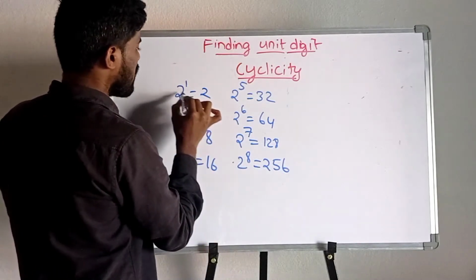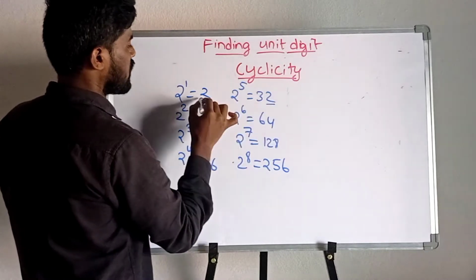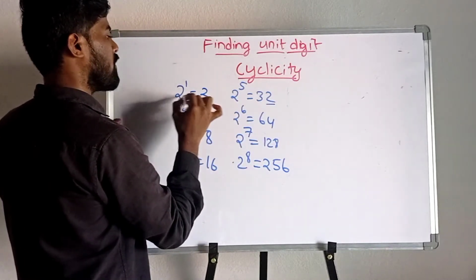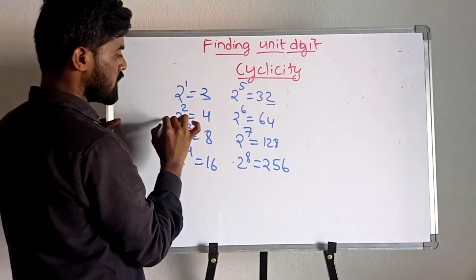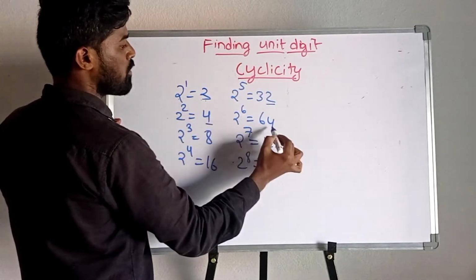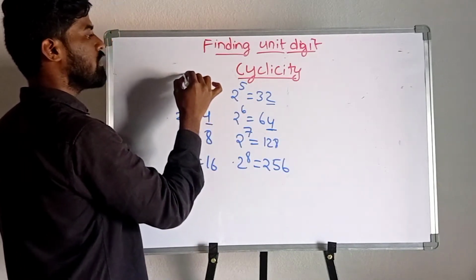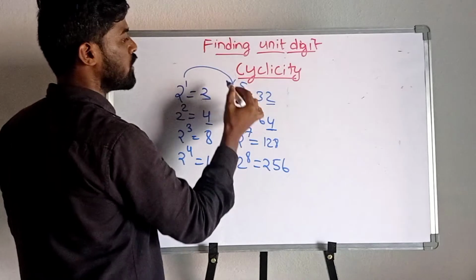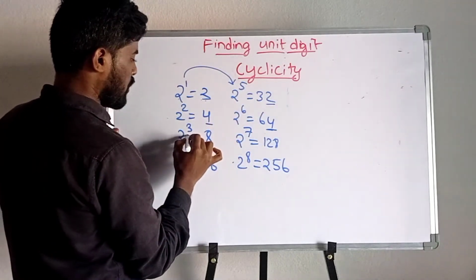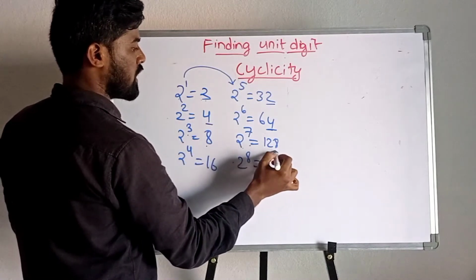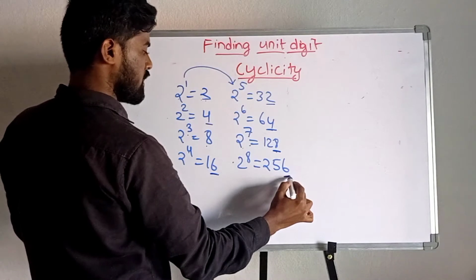Here observe, 2 power 1 is 2, 2 power 5 is 32. The unit digit in 2 power 1 is 2 and in 2 power 5 is 2. Here also the unit digit in 2 square is 4 and in 2 power 6 is 4. That means we can say that after every 4 powers of 2, the unit digit remains constant. See, 2 cube 8, 2 power 7 128. 2 power 4 16, unit digit 6. Here also unit digit 6.